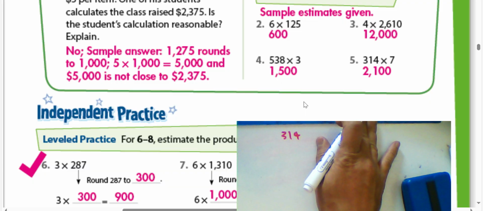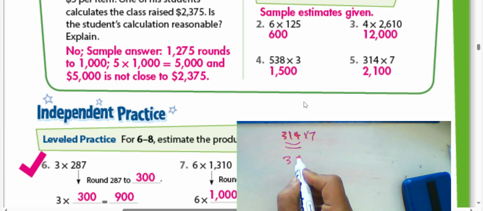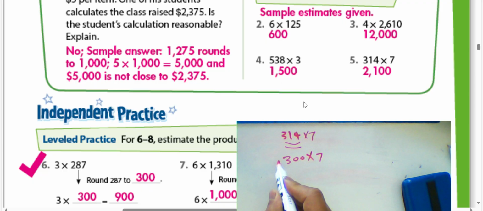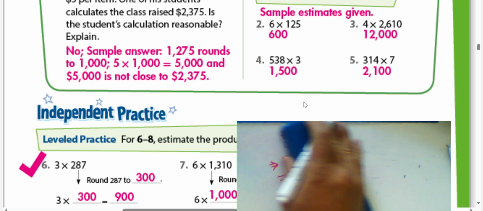314 times 7. This number is nearest to 300. 300 times 7. Then write double 0, and 3 times 7 is 21. Then the result will be 2100.